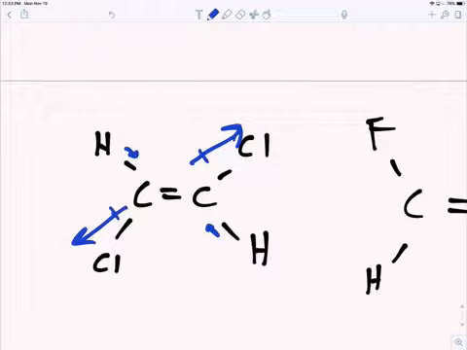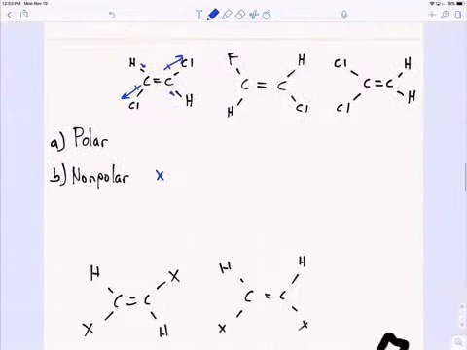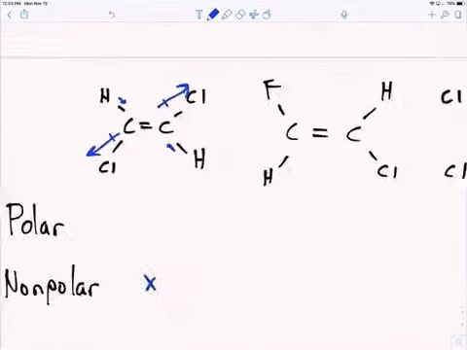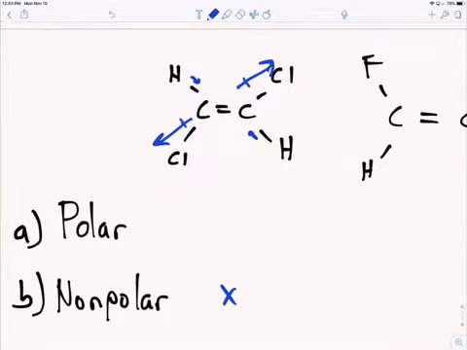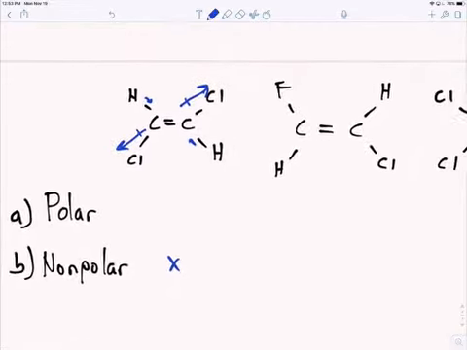Do I talk about cis and trans? Oh, I do. Yeah. Okay. So trans is nonpolar. Is this making sense? Does the vectors cancel each other make sense? Questions with this? Okay, how about this one?